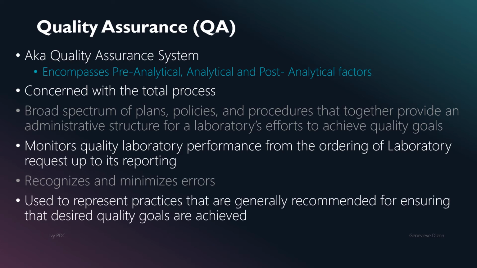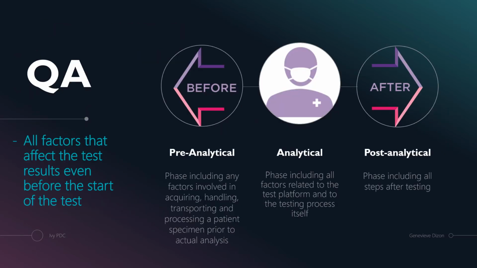Quality assurance is also used to represent practices that are generally recommended for ensuring that desired quality goals are achieved. This means that quality assurance would be recommending best practices that we should follow so that we can provide quality results. So again, quality assurance involves all the factors that affect the test results even before the start of the test until the end. Now, generally, the three factors are pre-analytical, analytical, and post-analytical factors.